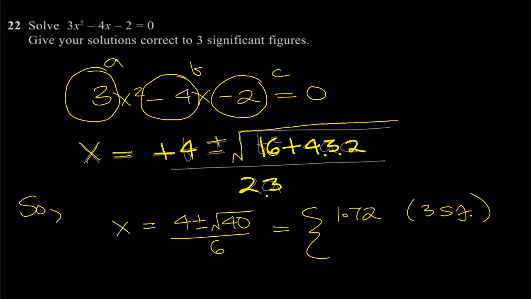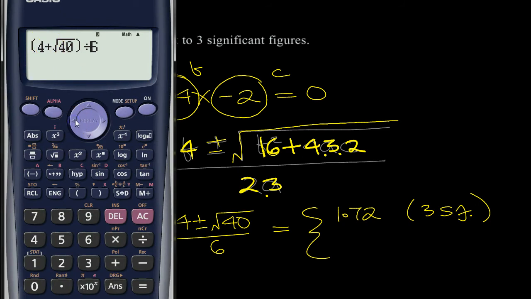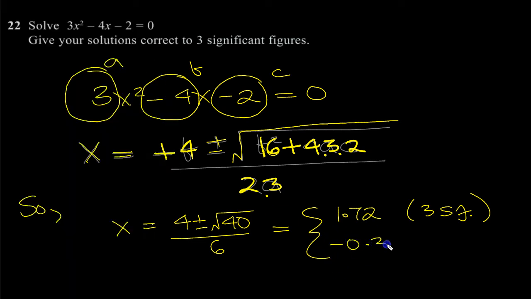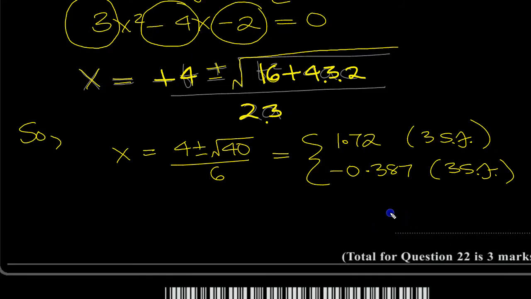And the other one, so instead of plus, it was 4 minus root 40, wasn't it? Let's just change that to a minus. Over the 6 equals decimal. Minus 0.3, 3 significant figures is here. So it's 387, isn't it, with a minus, 0.387. That's also to 3 significant figures. Okay, so 1.72 and minus 0.387.